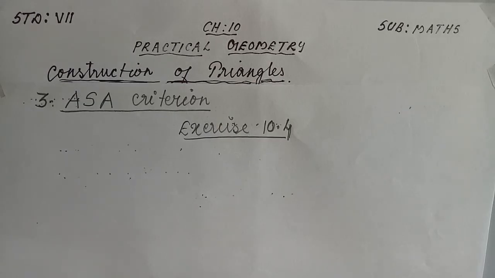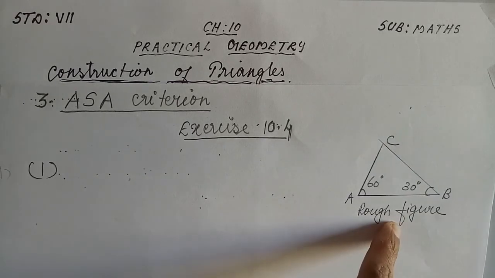Now we can see how to construct a triangle when two angles and the included side are given. That is ASA criterion. For that, take exercise 10.4. Question 1. Construct triangle ABC. Given measurement of angle A is equal to 60 degree, measurement of angle B 30 degree, and AB 5.8 centimeter. First we can draw the rough figure. So this is the rough figure.